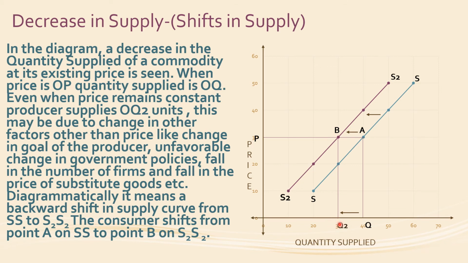This may be due to change in other factors other than price, like change in the goal of the producer. Maybe the goal of the producer has changed from making profits to increasing sales. Maybe the supply might have decreased due to unfavorable changes in government policies like taxation. Maybe there is a fall in the number of firms and fall in the price of substitute goods. Diagrammatically, it means a backward shift in supply curve from SS to S2, S2. The consumer shifts from point A on SS to point B on S2, S2.